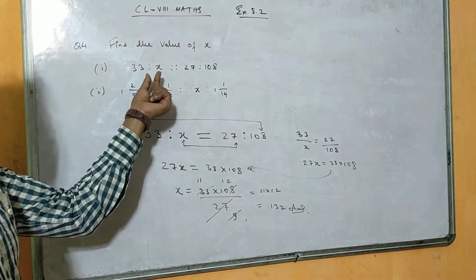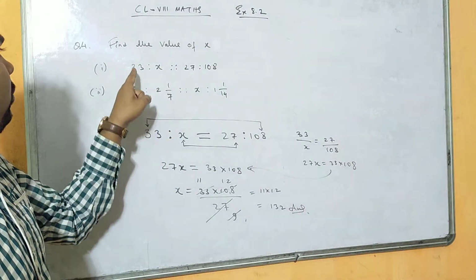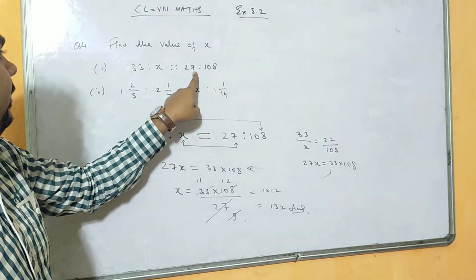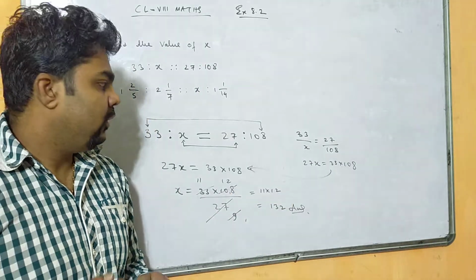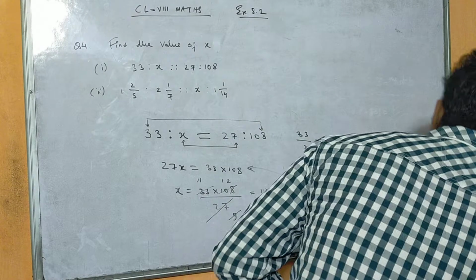So here we have to find x. For this question, what we will do? We will multiply this and this. We will multiply this and this. Then we will cross multiply, and we will get our answer. So now let's move to the next question.